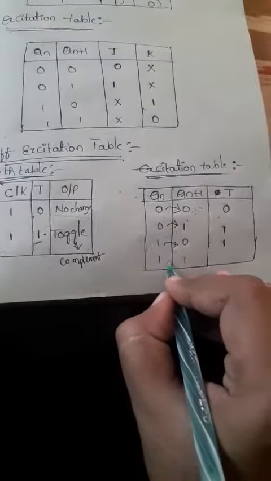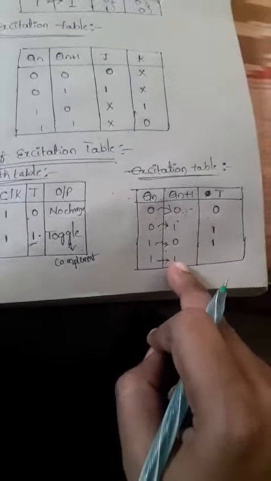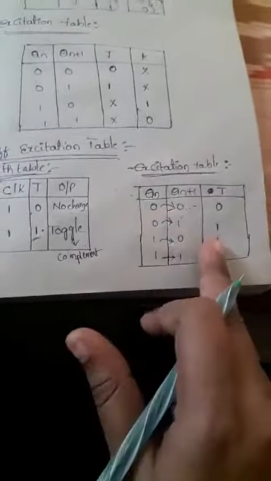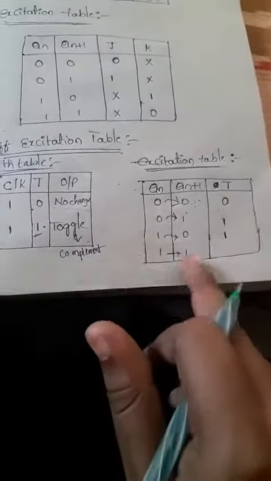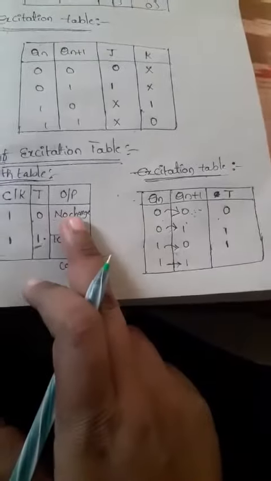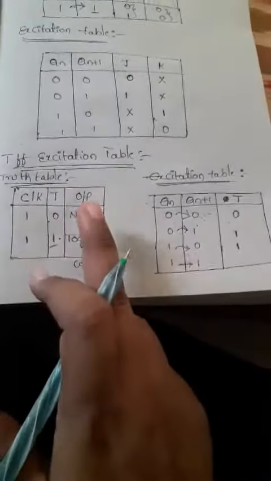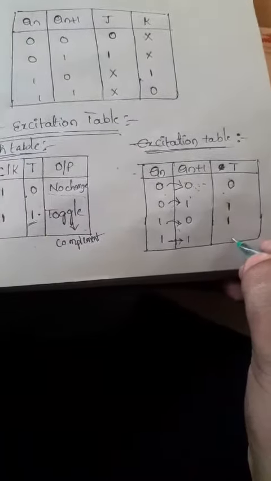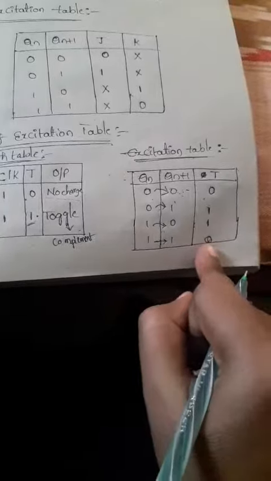So now coming to the last case, 1 compared to 1. Then both the values will be the same. Here it doesn't change from one state to another state. So there is no change at all here. So the no change operation we are collecting from this, and that no change operation we are comparing to the truth table. So whenever we have T input as 0, we are getting the output as no change. So then this input will be 0.